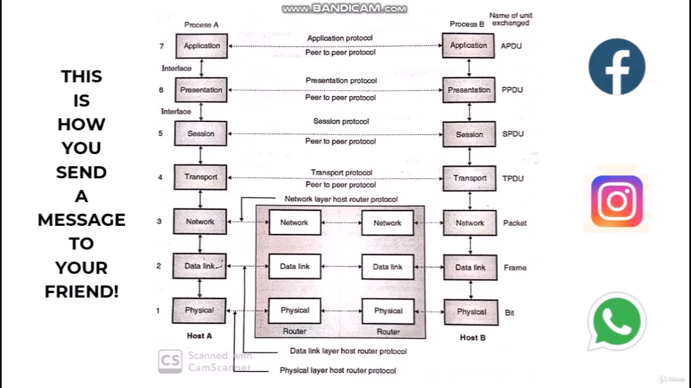This is how you send a message to a friend. I would like to demonstrate with an example. Firstly, if you want to communicate with your neighbor system, you need a physical connection. It is cables, coax, the physical layer.